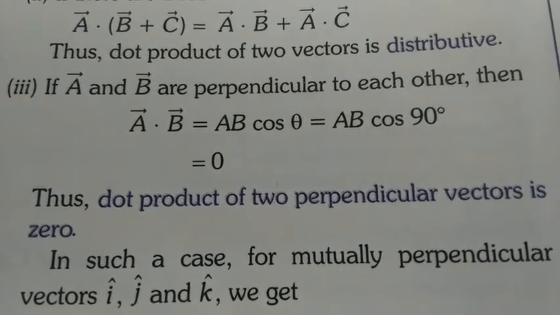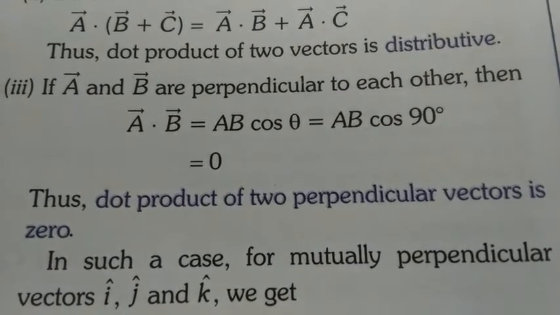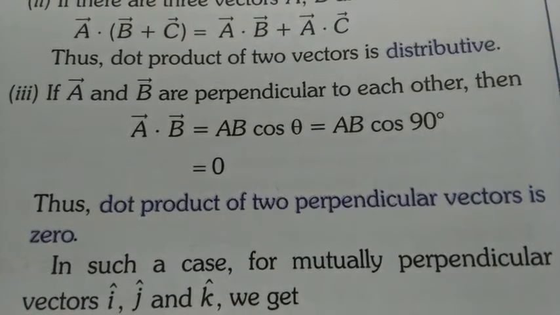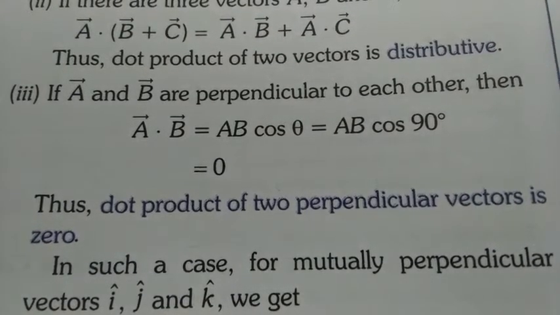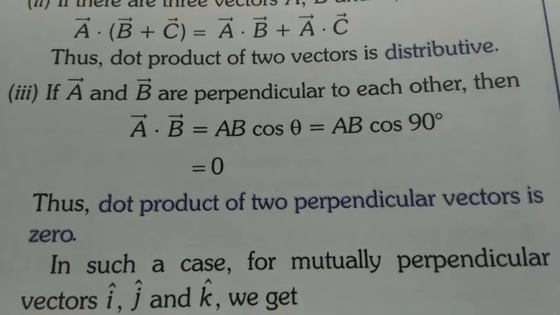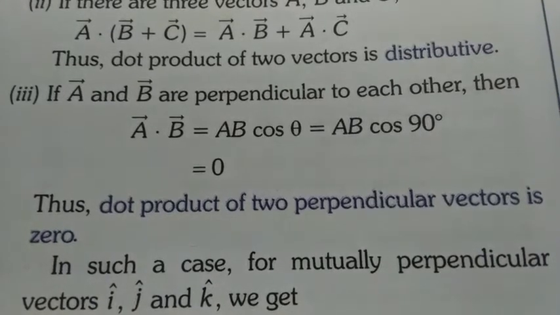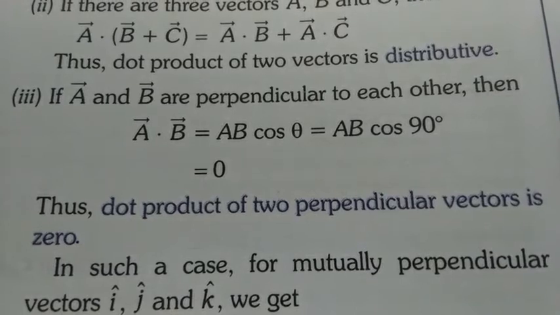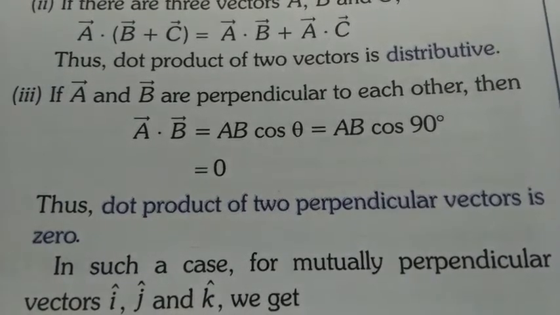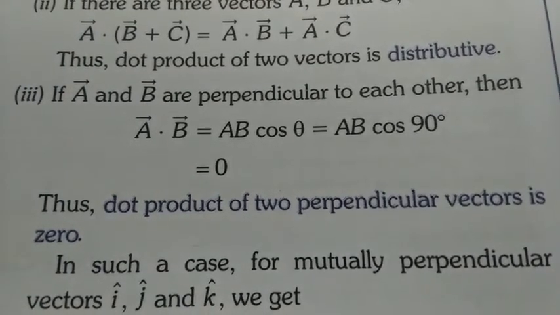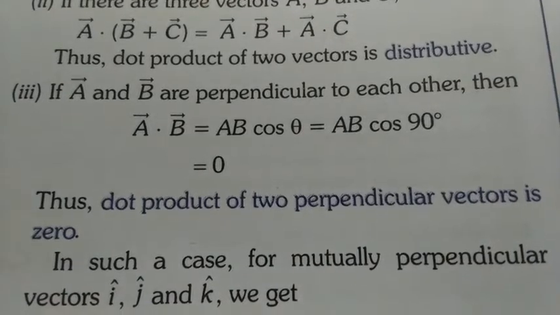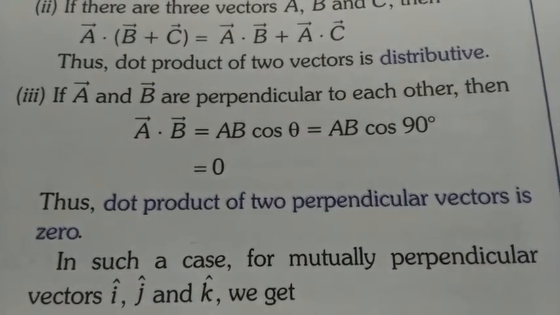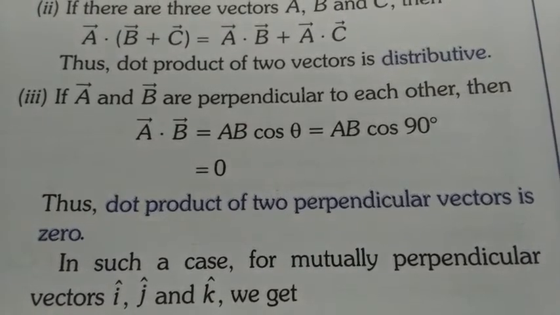Third one is, if A and B are perpendicular to each other, then A dot B equals AB cos theta. When they are perpendicular to each other, at that time theta equals 90 degrees. Perpendicular means the angle is 90 degrees, and the value of cos 90 is 0. So the whole term will become 0. It means the dot product of two perpendicular vectors is 0. Keep this line in your mind.